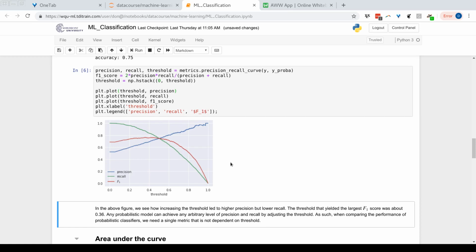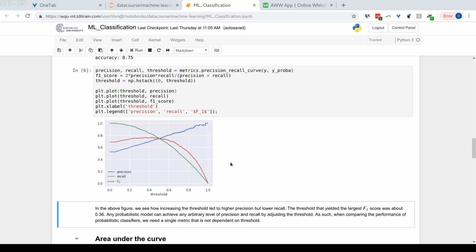One thing that you should keep in mind here is that any probabilistic model can achieve any arbitrary level of precision and recall just by adjusting this threshold knob. So when we're talking about probabilistic classifiers, we need a single metric that is not dependent on threshold. Because let's say you have a probabilistic model, and you say, I want it to have 95% precision. No problem. As we see here in this graph, we can adjust the threshold to achieve that level of precision.